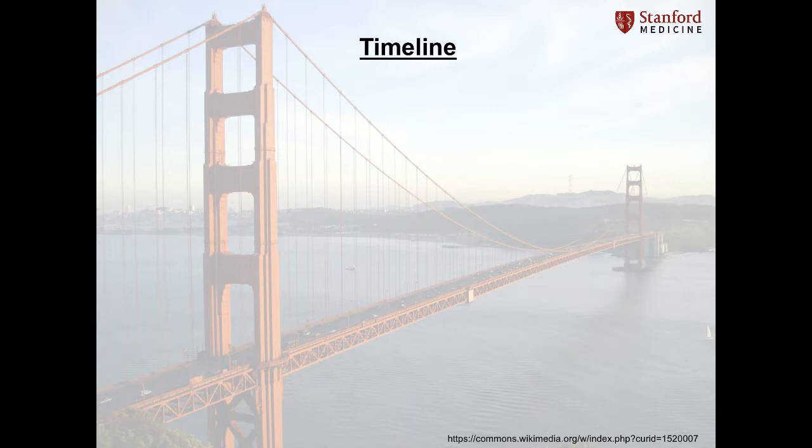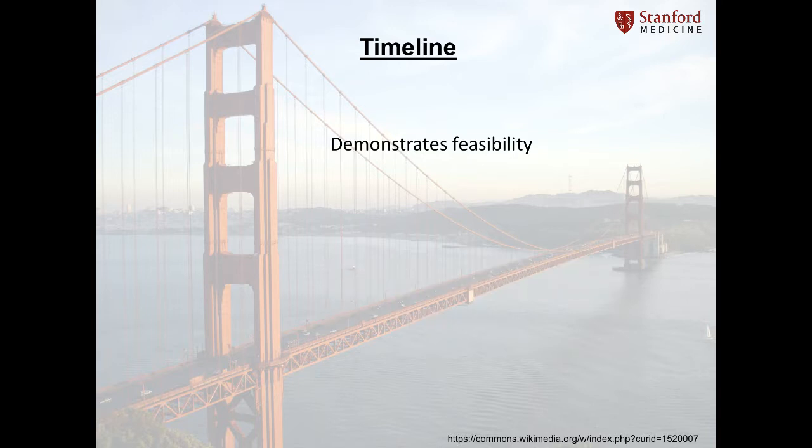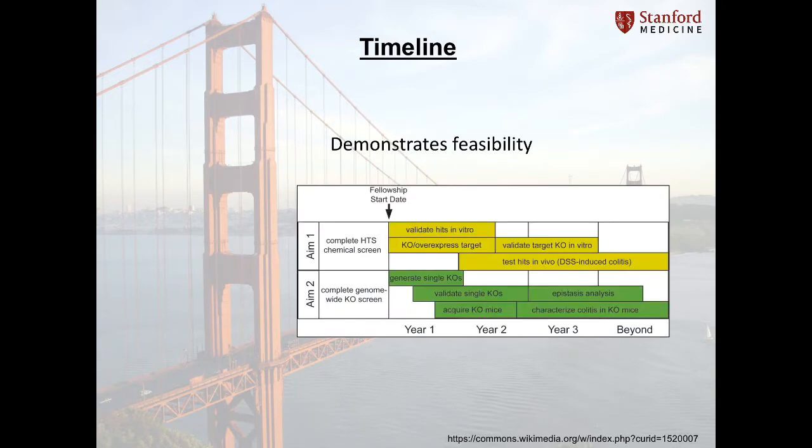A timeline is an important feature of your proposal because it helps to bridge the gap between the need and the expected payoff by demonstrating feasibility. In our bridge analogy, you might state that in year 1, you expect the support structure to be complete, and in year 2, you expect the surface structure to be complete, and provide data that supports this timeline. You can also demonstrate the feasibility of a project or the timeline that you hope to achieve visually. This can help a reader more quickly gather the expected timeline between multiple projects that may be overlapping, and it saves you space.